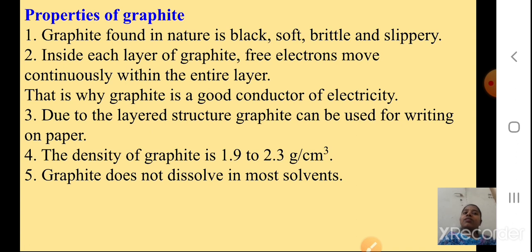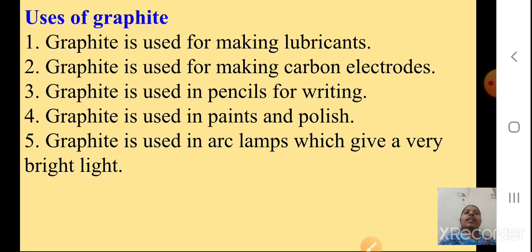Due to the layered structure, graphite can be used for writing on paper. Yes. The density of graphite is 1.9 to 2.3 gram per centimeter cube. Graphite does not dissolve in most solvents. Means in some rare solvents it dissolves, but in most of the solvents graphite does not dissolve. Okay students, I hope at least 4 properties you should learn by heart. Okay, we'll proceed to the next.